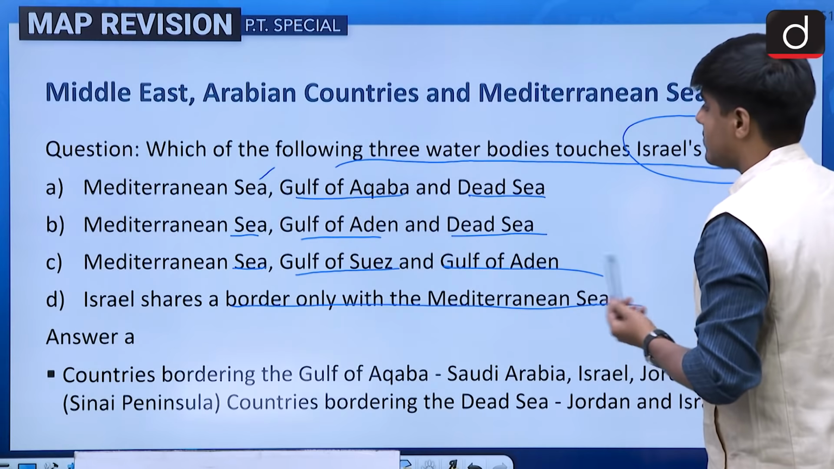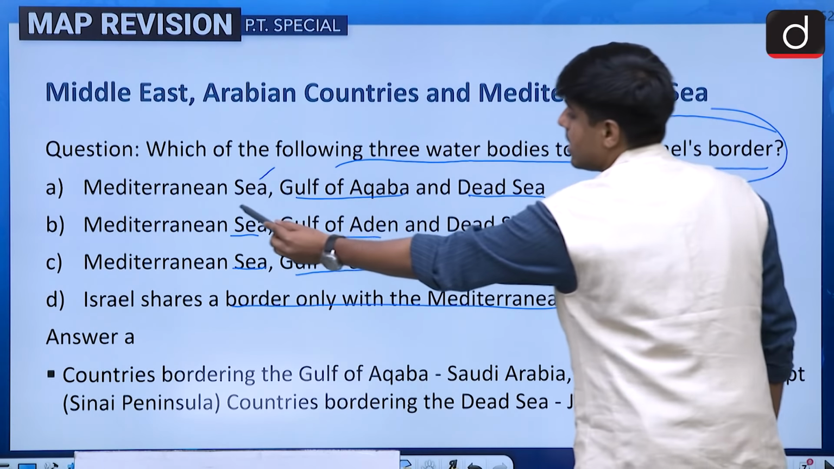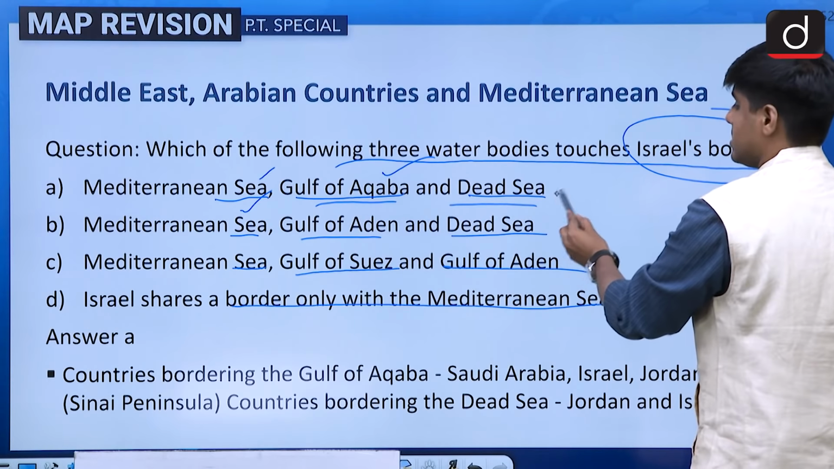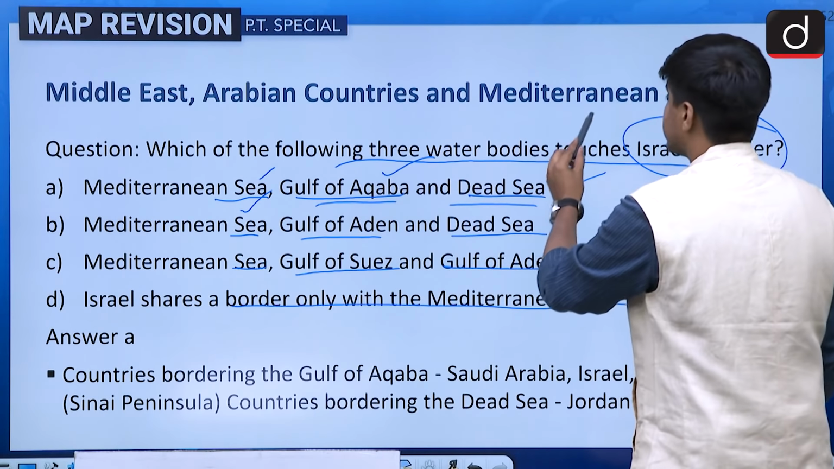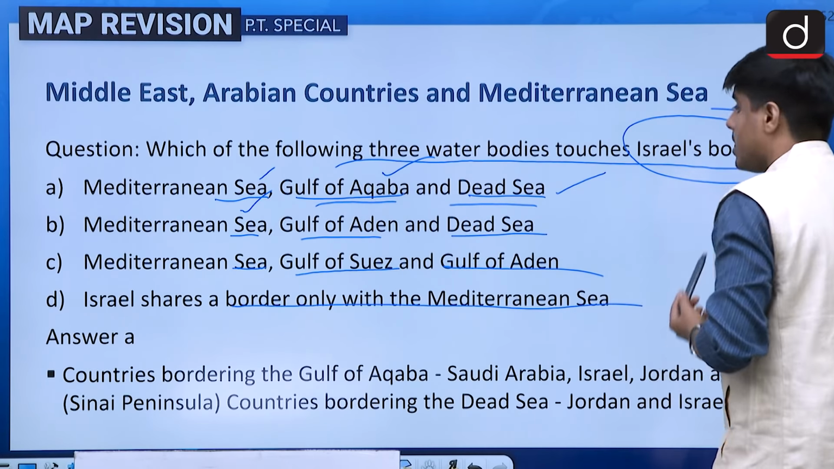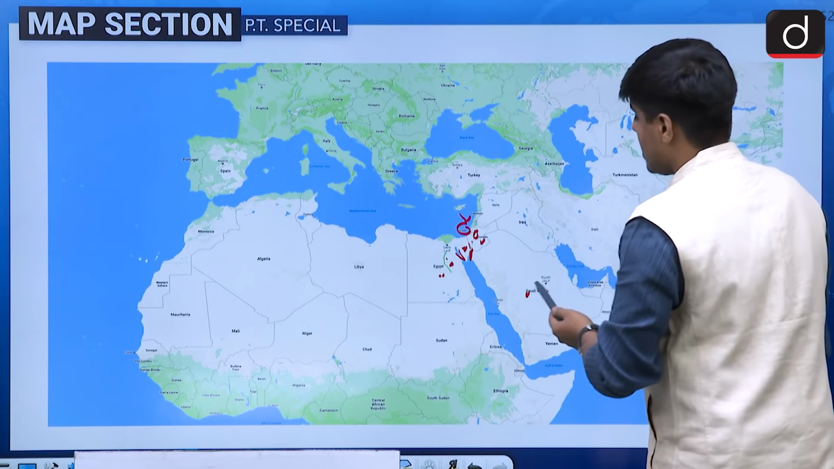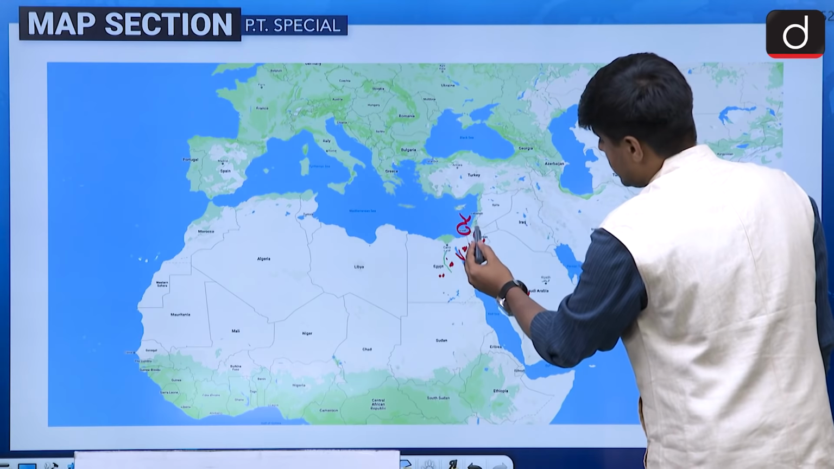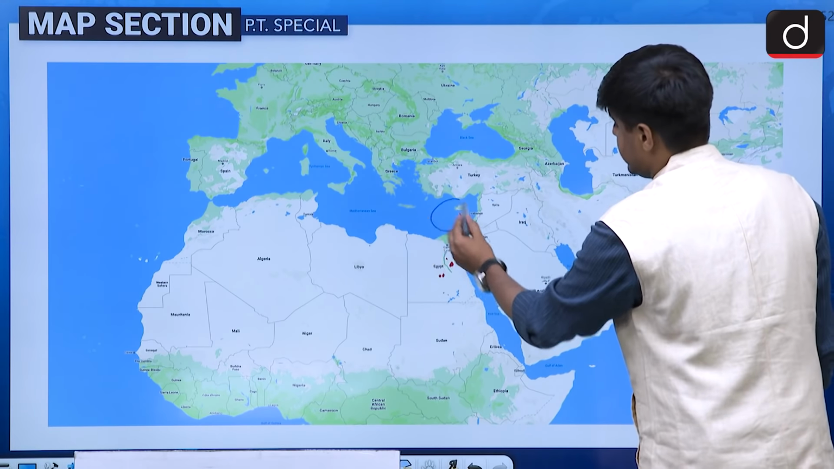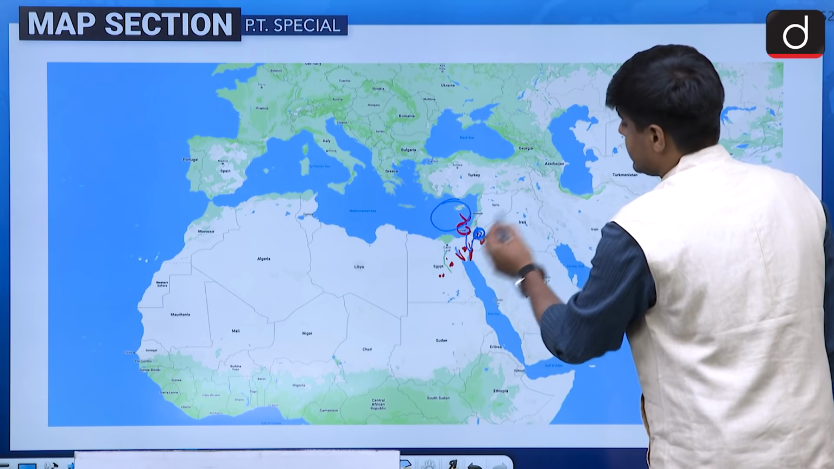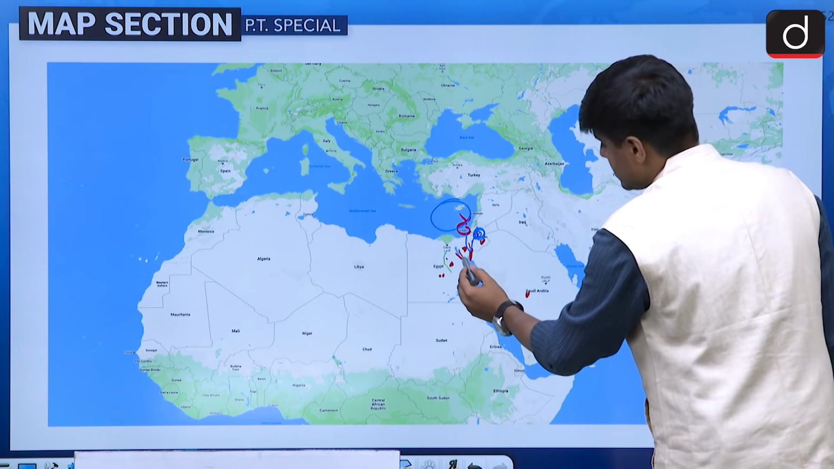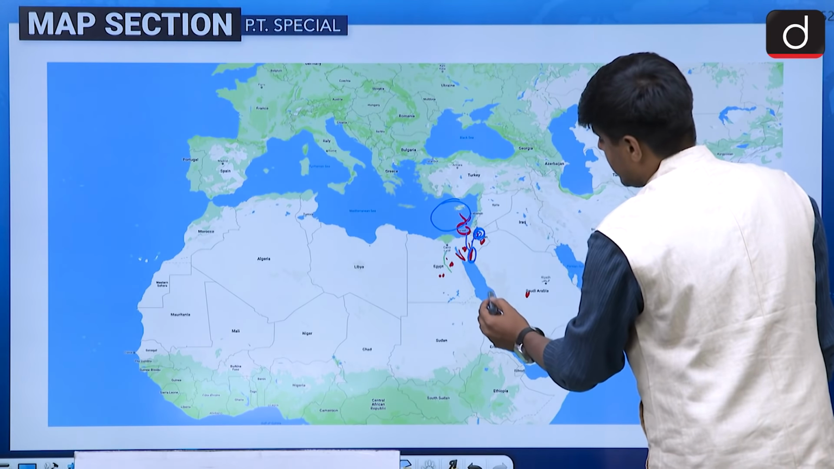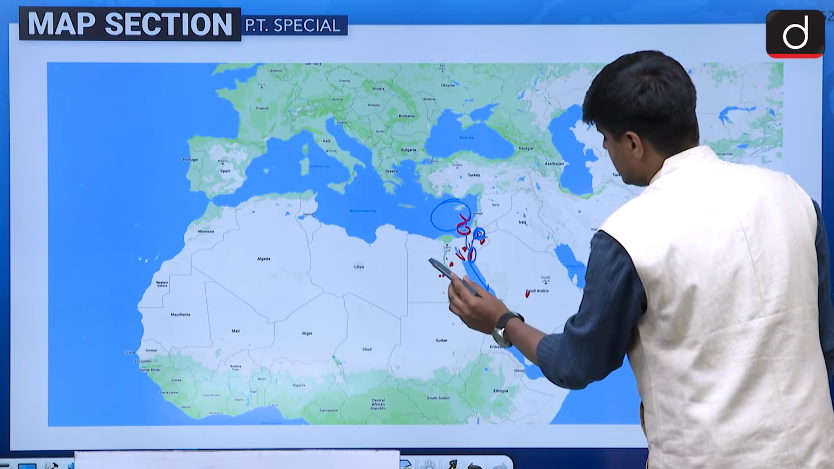So on the basis of this information, we reach the conclusion that Mediterranean Sea, yes, Gulf of Aqaba, yes, and Dead Sea, yes. These three water bodies touch the border of Israel. Moving on further. So yeah, this is the complete map. You can see that Israel, located here, has the Mediterranean Sea here, the Dead Sea here, and the Gulf of Aqaba here. The Gulf of Aqaba is further linked to the Red Sea.